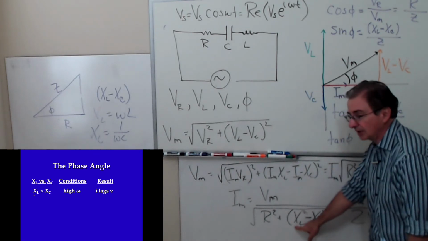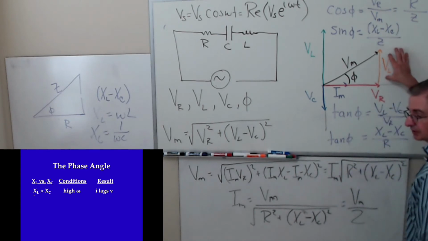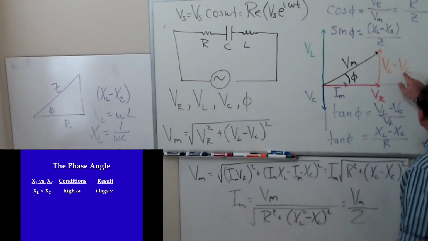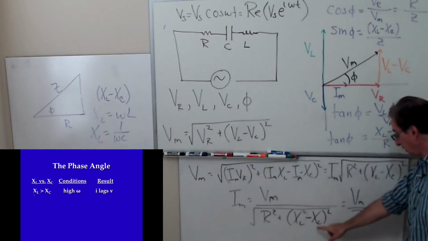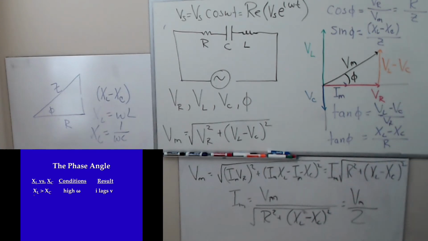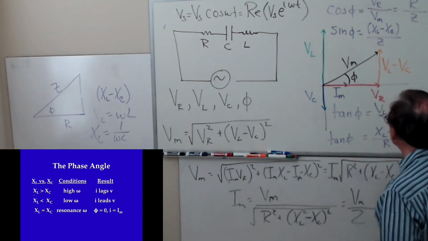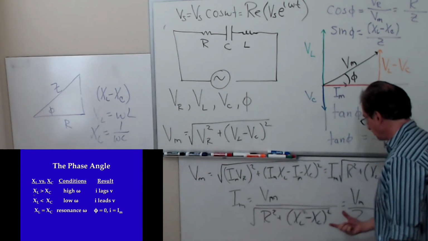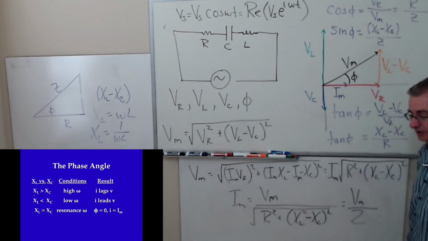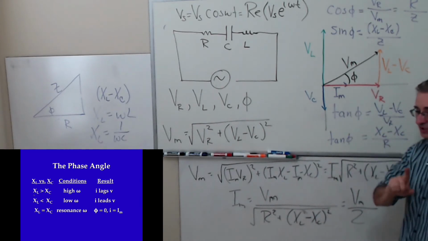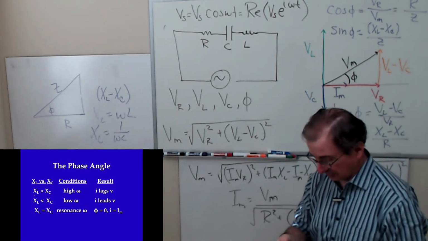This term dominates, and so our phase angle here is positive. When V sub C is big, in other words, when X sub C is big, then the current will lead the voltage because this will be in the fourth quadrant. And then the other case is when X sub L equals X sub C. When these two voltages are equal to each other, this term disappears. That is a special case. That's called resonance.